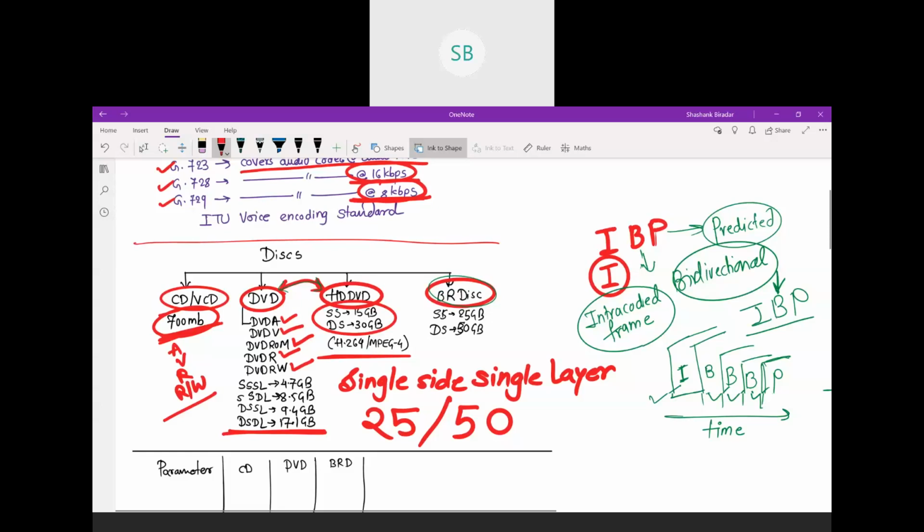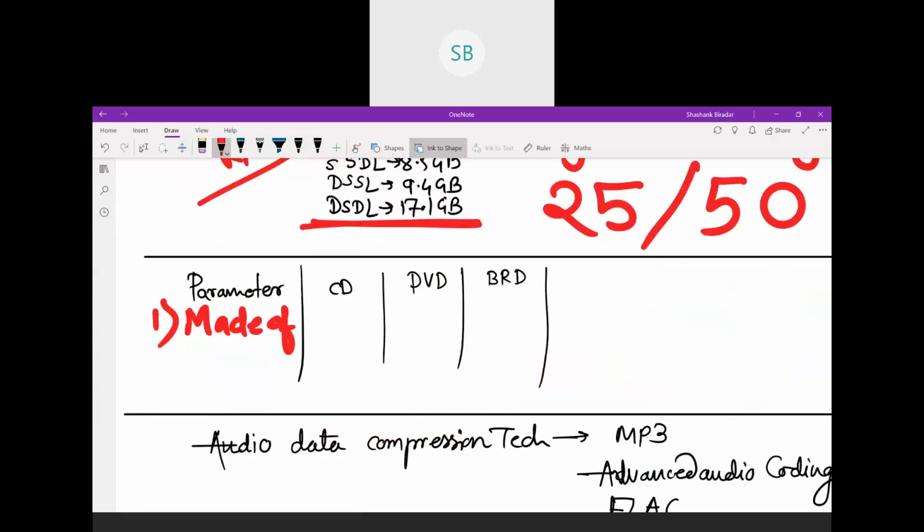Made of. Everything is made of plastic, right? The second one is immunity to dust and scratches, because it totally depends upon the protection layer applied on the disk. Only the CD does not have that, but the upper versions like DVD, HD DVD and Blu-ray DVD have this protection layer. Then the third one is the diameter. We have already discussed that the diameter for every disk is the same, 12 centimeters.